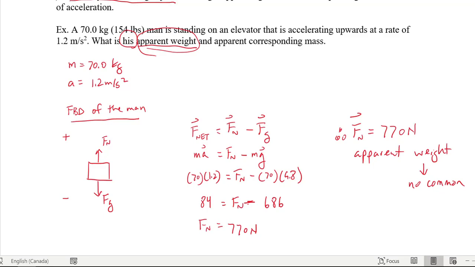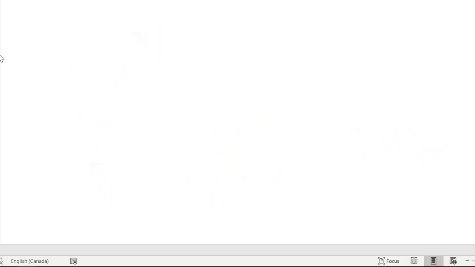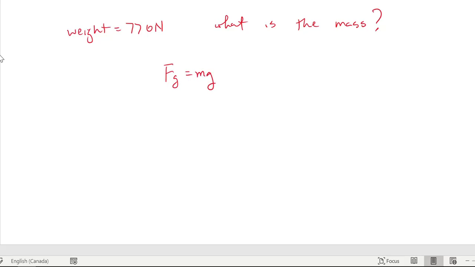So what I've asked you to do is, well, what would the mass of 770 be? If a person has a weight equal to 770 newtons, what is the mass for that? Well, we just had our equation Fg equals mg. We know this equation, we just learned it. I told you that Fg is weight, and m is mass, which is what we're looking for.